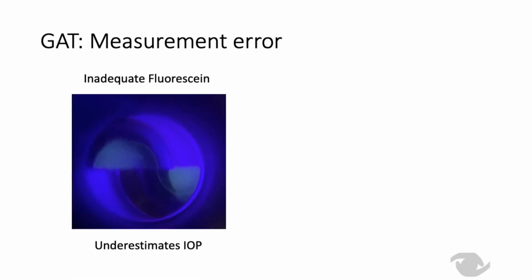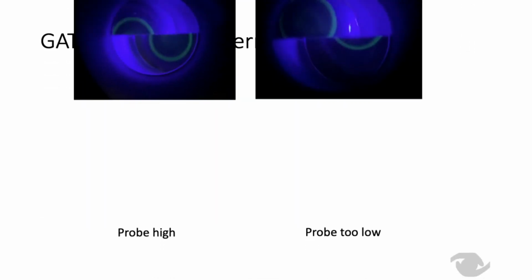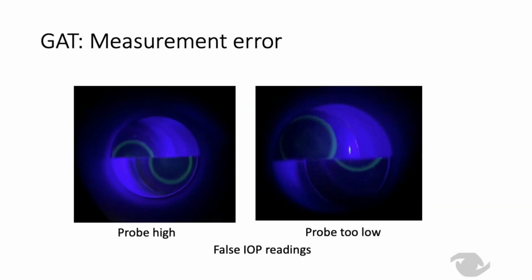Inadequate fluorescein forms thin mires and underestimates IOP. Clean the prism, ask the patient to blink, reapply fluorescein if needed, and take the correct reading. Excess fluorescein forms thick mires and overestimates IOP. Clean the prism, ask the patient to blink, wipe the eye, and take the correct reading. High or low prism position leads to unequal mires and false reading. Here again, clean the prism, ask the patient to look straight ahead, ensuring applanation at the center of cornea and take the correct reading.